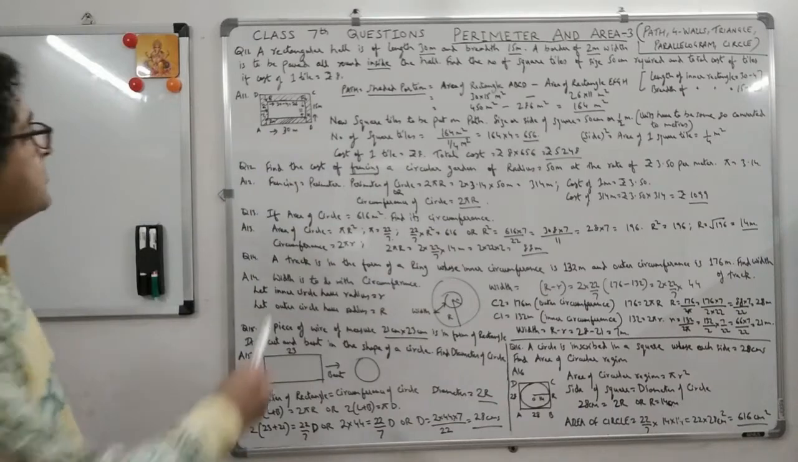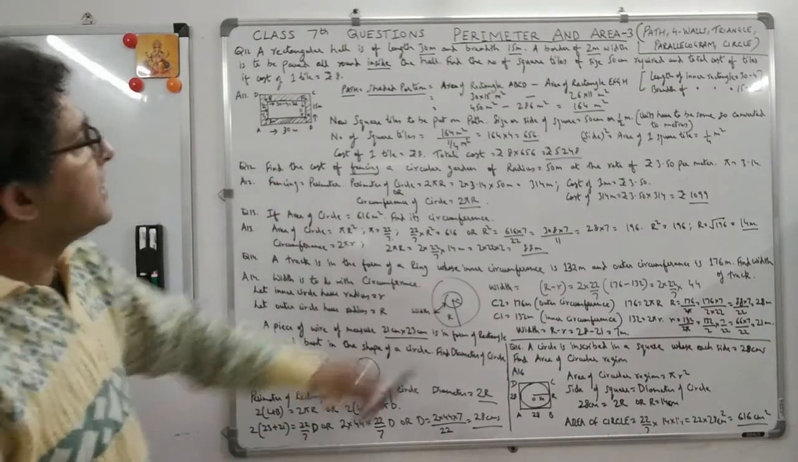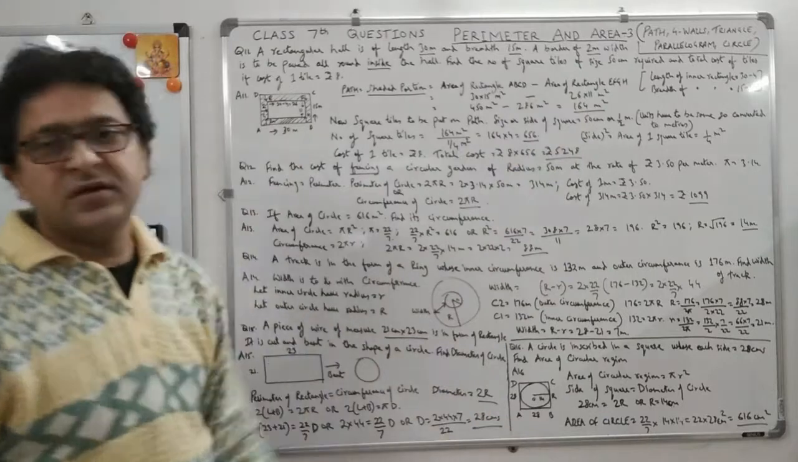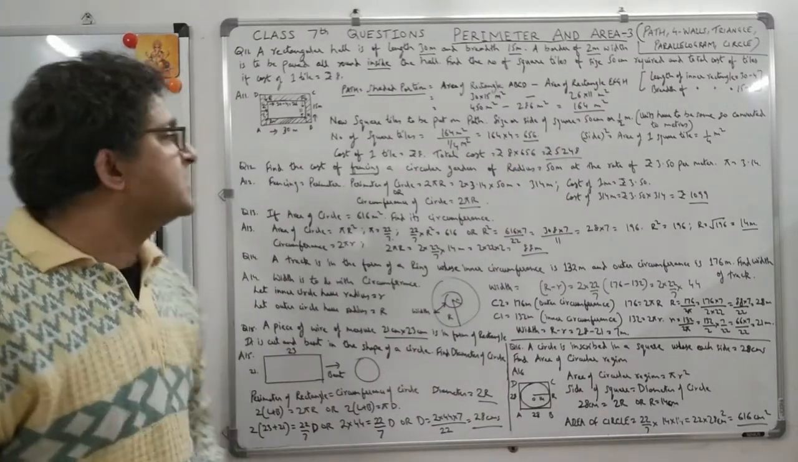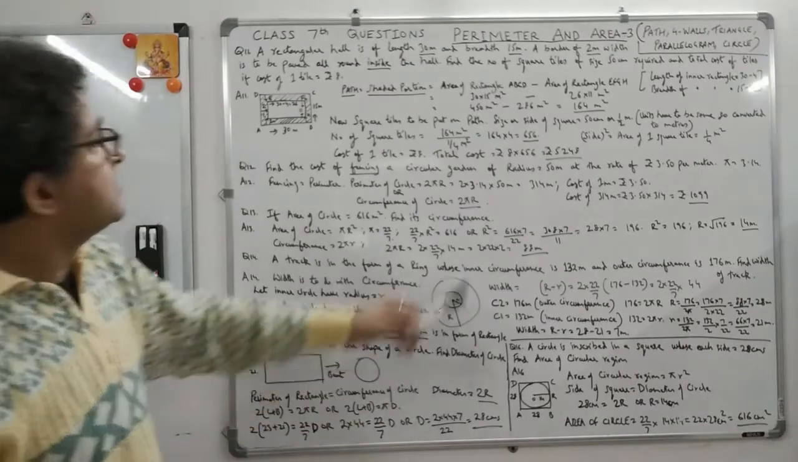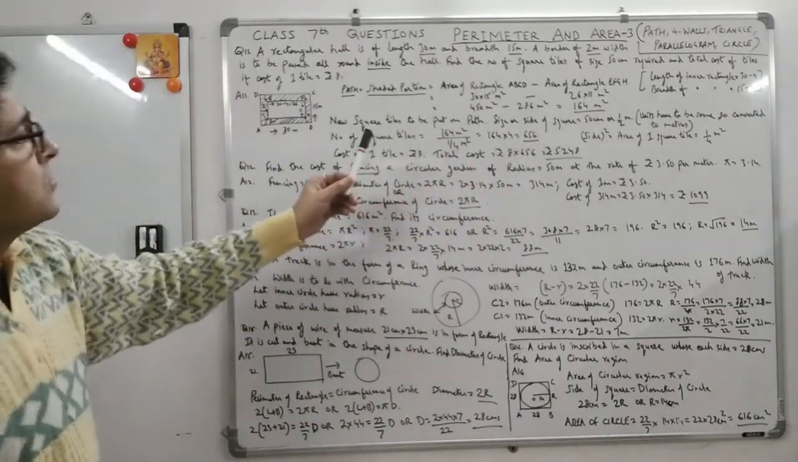Now this has to be covered by square tiles. Now square tile has a size of 50 centimeter. Size means, it's a square tile, means a side. Side is 50 centimeter. So now let's do the question here.